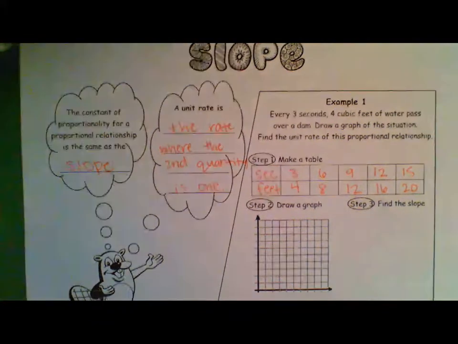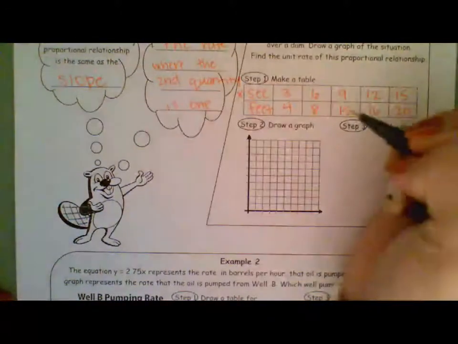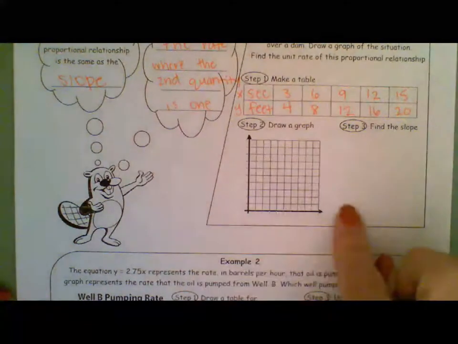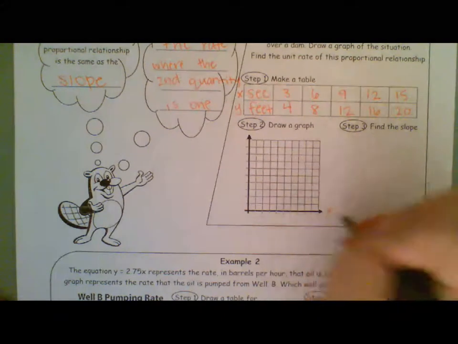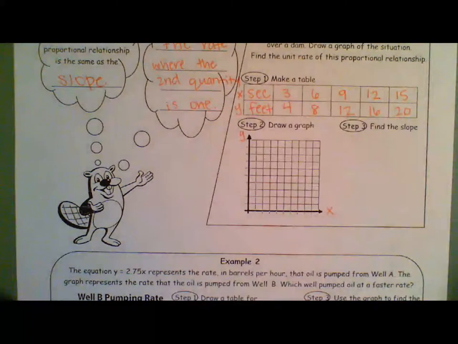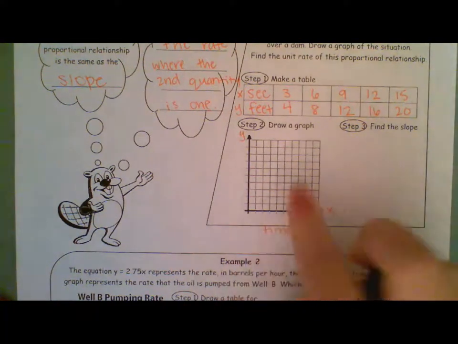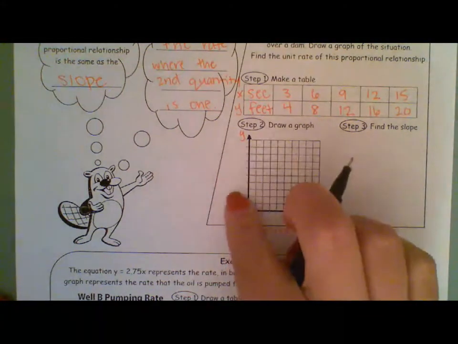Then we're going to make a graph of it. So all we're going to do is plot the points. Our seconds are going to be our x's, and our feet are going to be our y's. But first we have to label this graph. So we have our x-axis and our y-axis, and our time is going to go here because that was our seconds. Remember, time is in seconds. And then on this side, it's going to be our cubic feet.